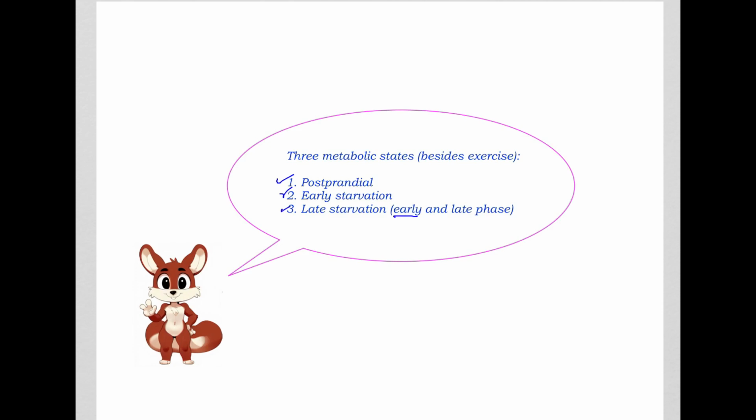So just to summarize, we have three major metabolic programs: postprandial, early starvation, and late starvation, which consists of two phases, the early phase and the later phase. Okay, so besides exercise, which we'll talk about in the future, always remember these three metabolic states that humans go through, and the programs we use to keep us alive, to keep our blood glucose concentration greater than 40 milligrams per deciliter.